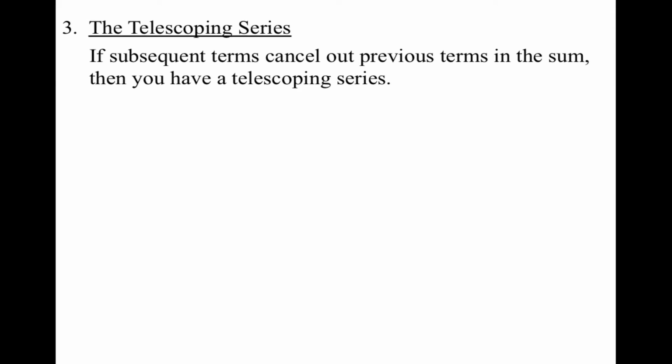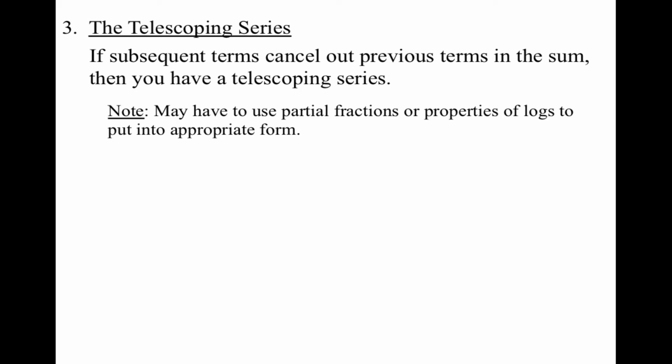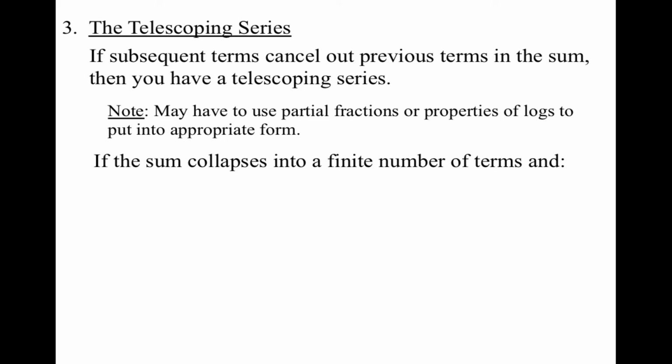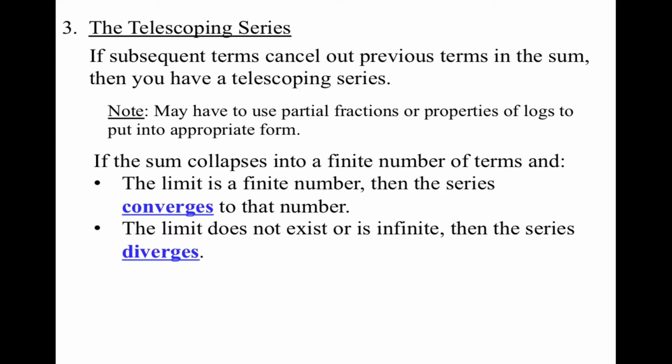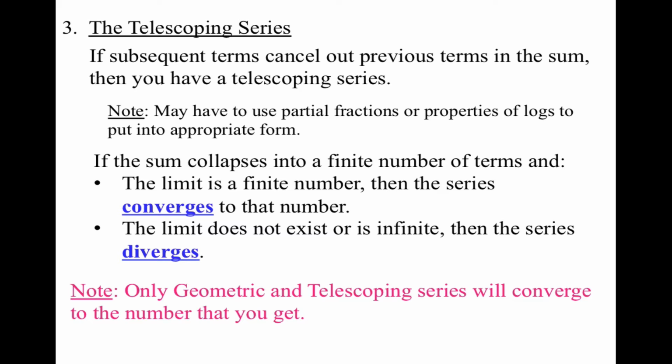Our third test is the telescoping series. If subsequent terms cancel out previous terms in the sum, then you have a telescoping series. You may have to use partial fractions or properties of logs to put it into appropriate form. If the sum collapses into a finite number of terms, and the limit is a finite number, then the series converges to that number. If the limit does not exist or is infinite, then the series diverges. Just keep in mind that only the geometric and telescoping series will converge to the number that you get.